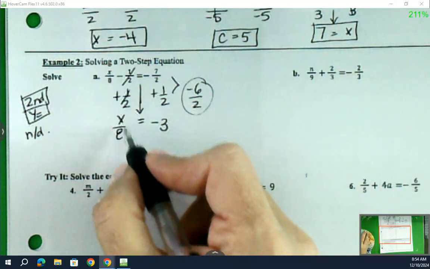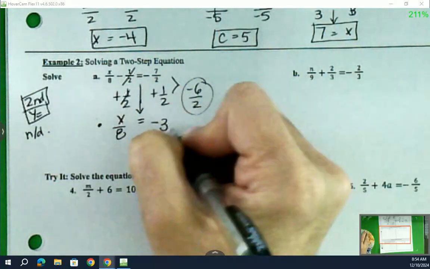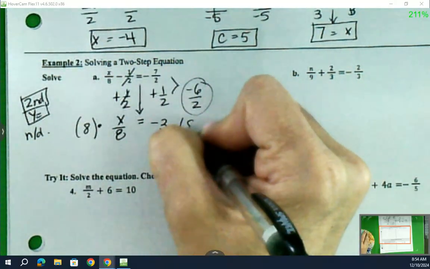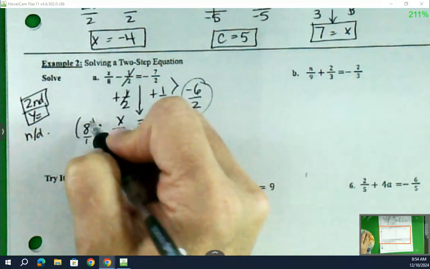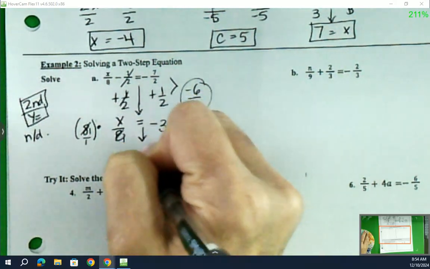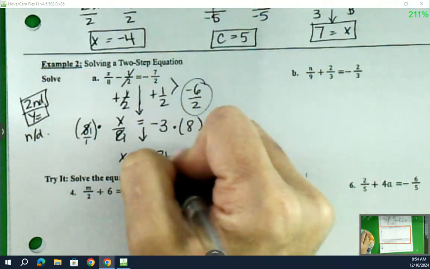And then to undo division, we do the opposite, which is to multiply. So we're going to multiply both sides here by 8. And if we put 8 over a 1 here on this side, you can see that with cross canceling, you're getting 1s for 1 times x. And negative 3 times 8 is negative 24.